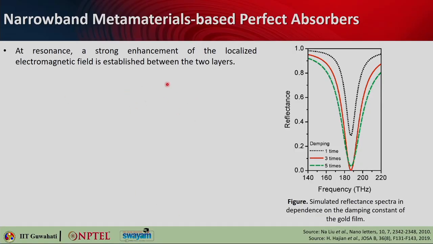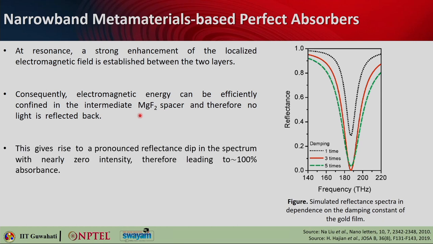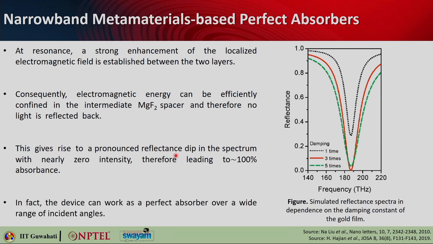At resonance, a strong enhancement of the localized electromagnetic field takes place between the two metallic layers. There is a gold disk and a gold film, and in between there is a thin spacer layer, which is the dielectric. This electromagnetic energy can be efficiently confined in this intermediate spacer layer, and that ensures that no light is reflected back. So you are basically trapping the energy. This gives rise to a profound reflectance dip in the spectrum with nearly zero intensity, and that in turn gives rise to nearly 100% absorption. In fact, this kind of device works as a perfect absorber over a wide range of incident angles.